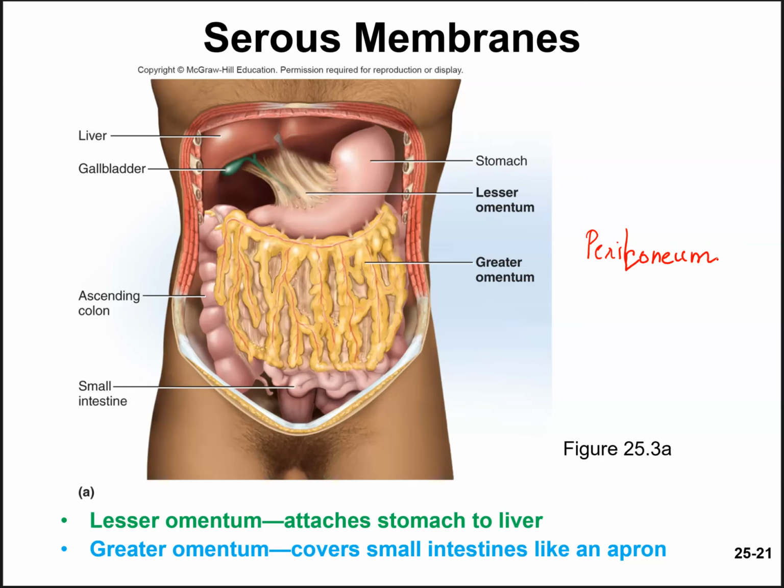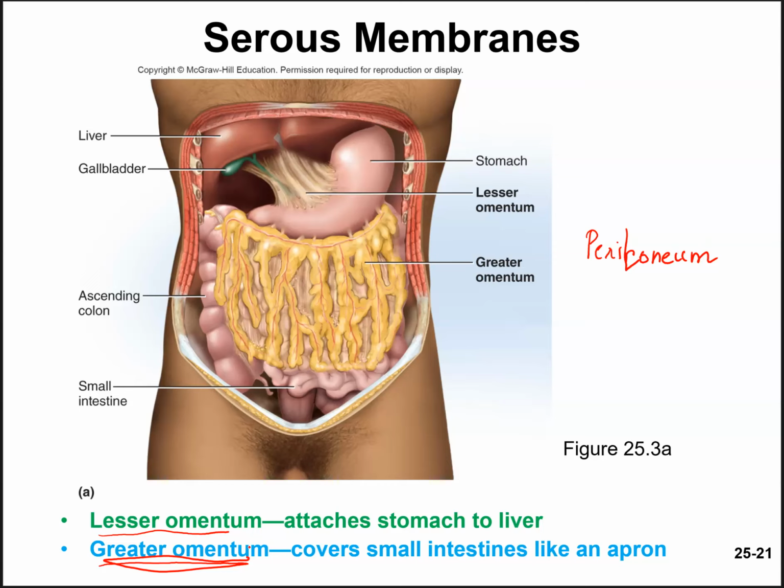So the stomach is actually a two-layer fold of peritoneum. So we can divide it into something called the omentum. So there's a lesser omentum and a greater omentum. Now the lesser omentum attaches the stomach to the liver. So it's an extension or fold of the peritoneum that connects the stomach to the liver.